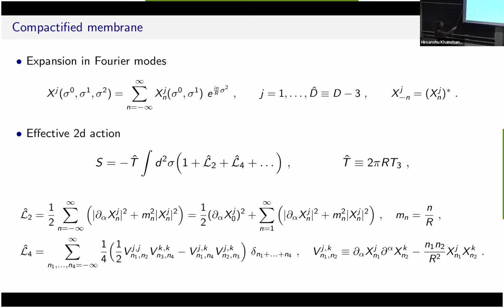Some technicalities. The fields are expanded in Fourier modes, and then integrating out over the 3rd direction, which is the compact one, gives an effective 2-dimensional field theory, where now the quadratic and cubic terms involve the masses of the fields. For the quadratic piece, this is now a theory of free massless plus massive bosons, and then L4 also is modified and involves these masses.